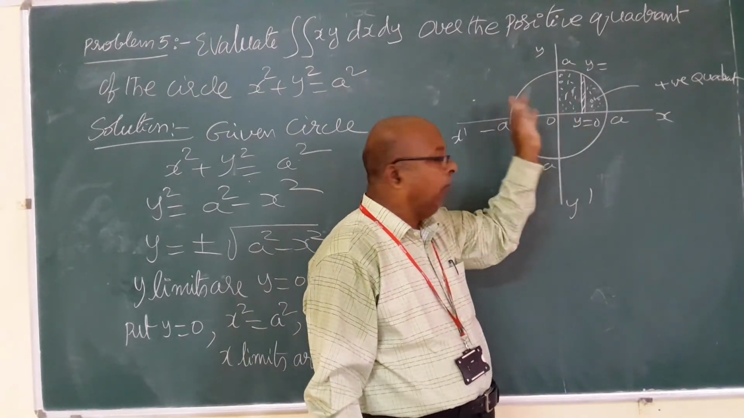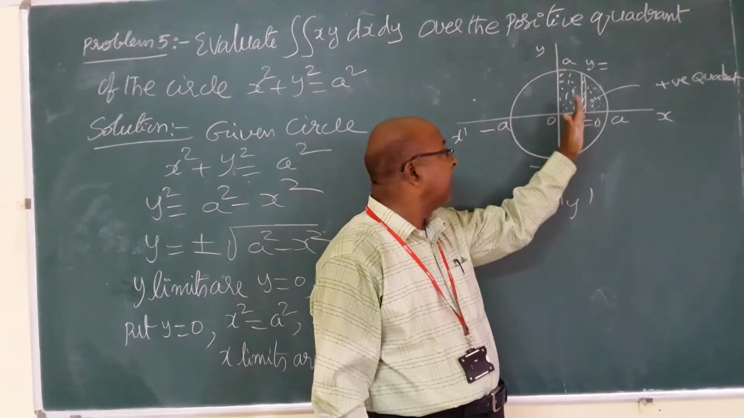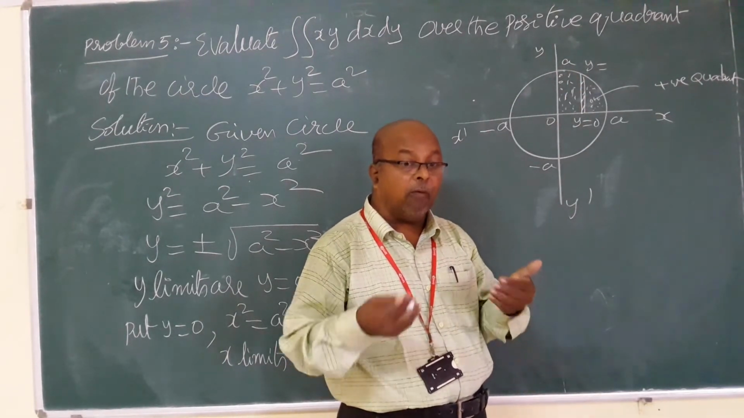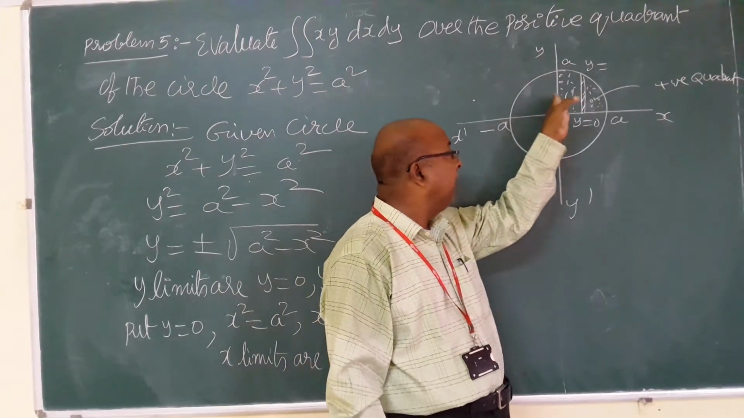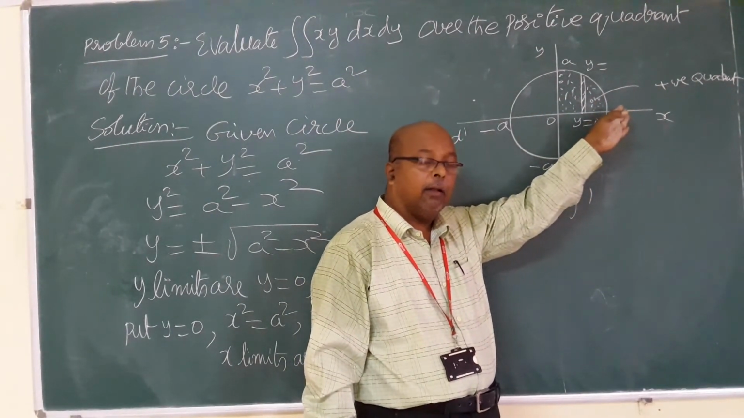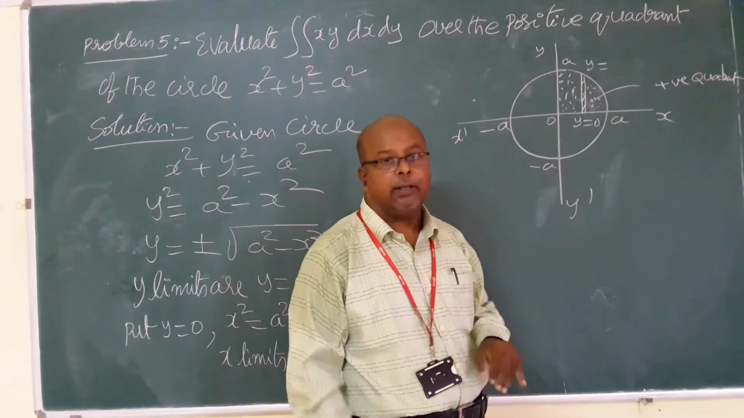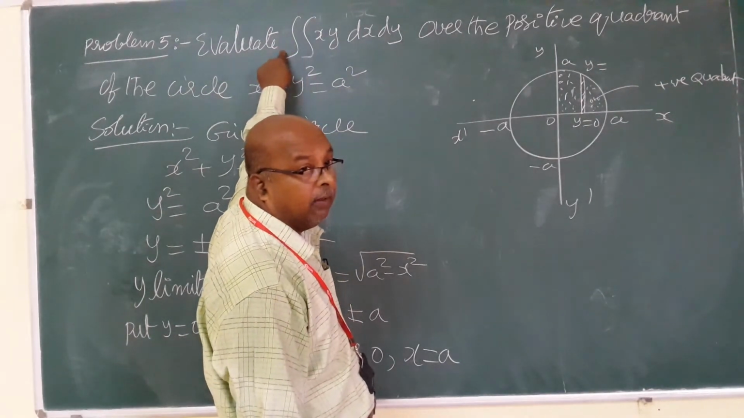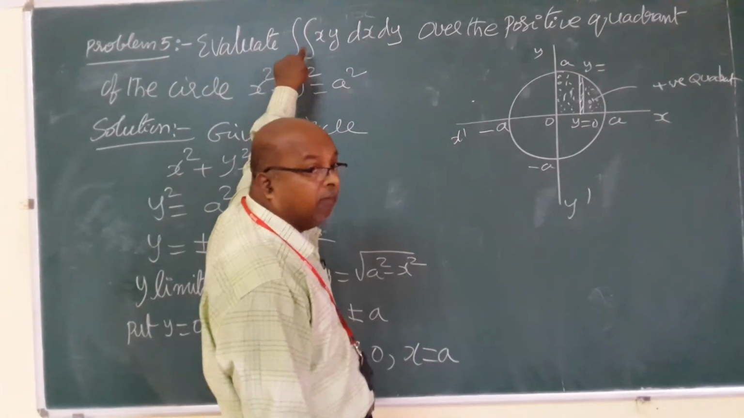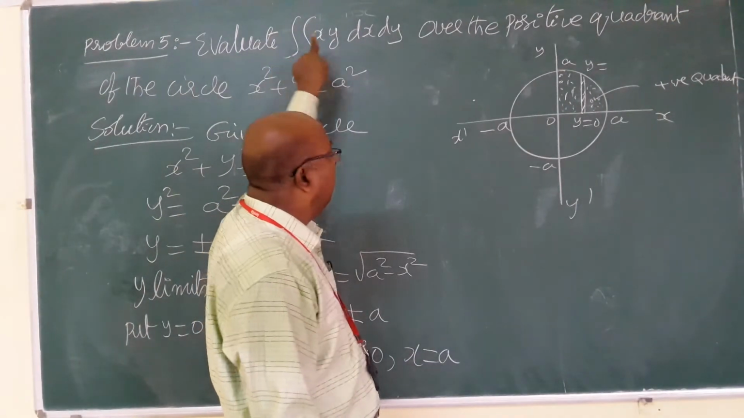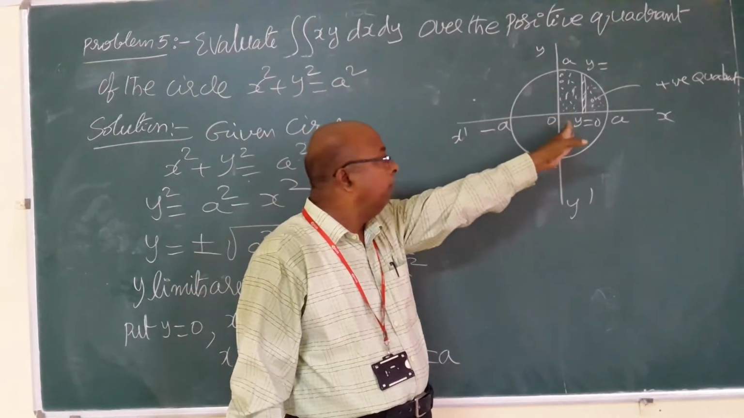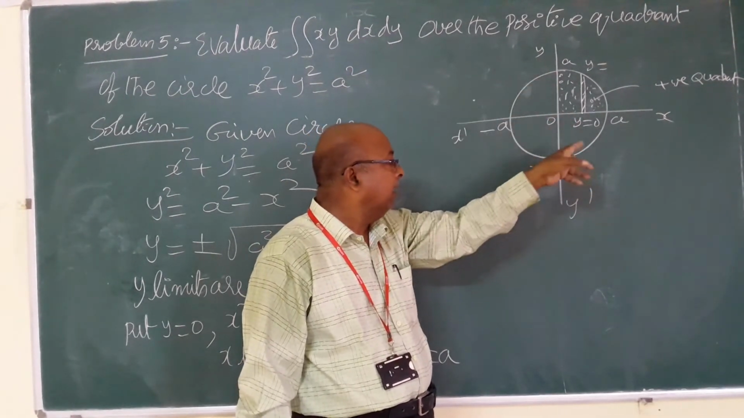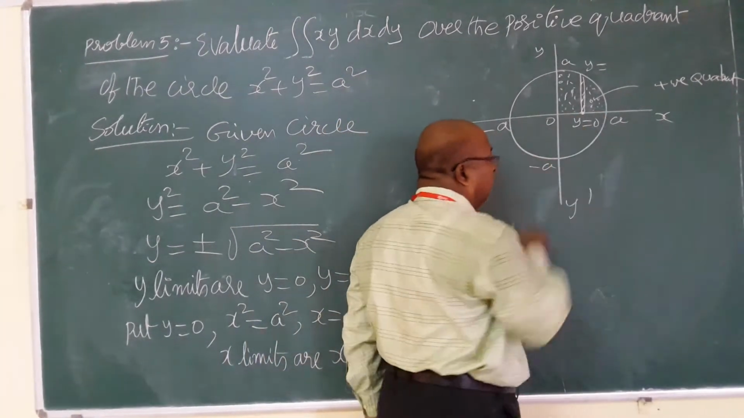So if we want y limits, take a strip which is parallel to the y axis. If we want x limits, take a strip which is parallel to the x axis. The first integral is where we want y limits, and the second is x. So for the first integral, take a parallel strip parallel to the y axis. On the x axis, here y value is 0.